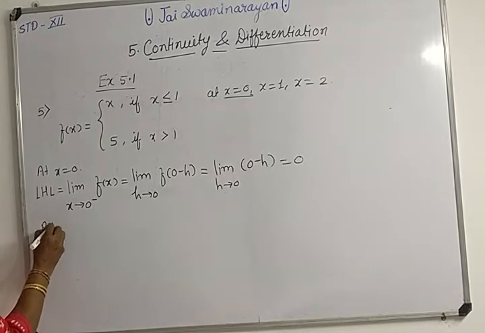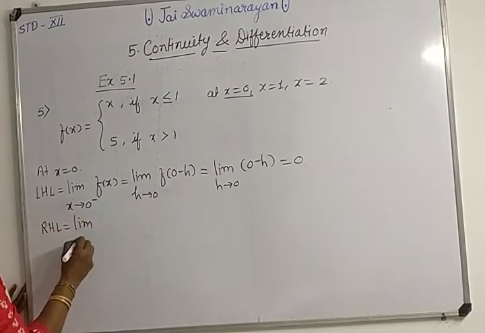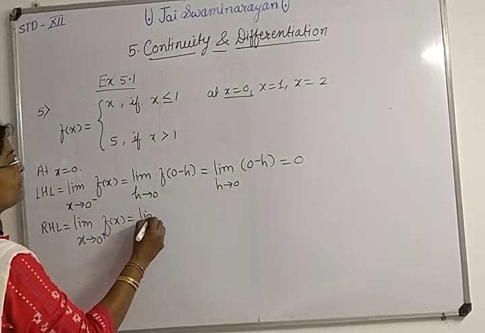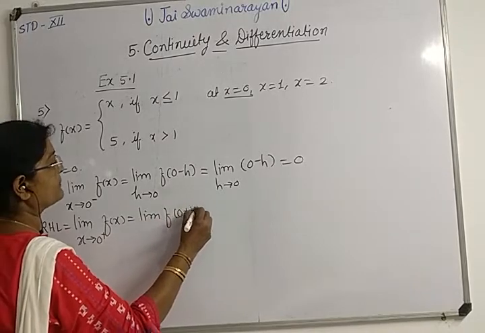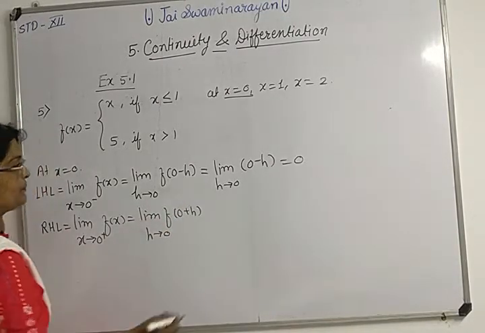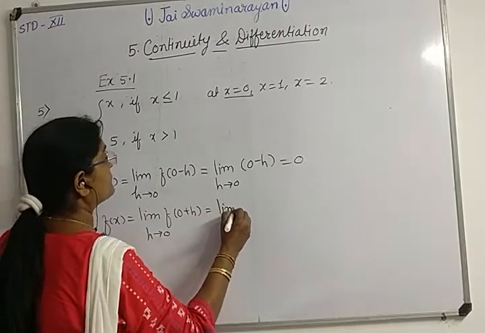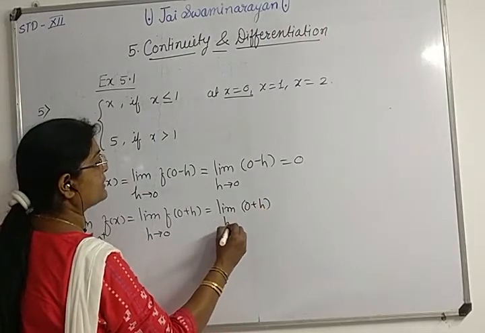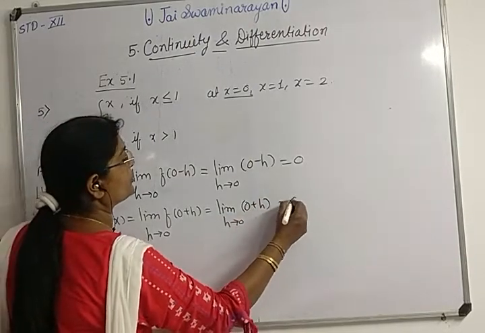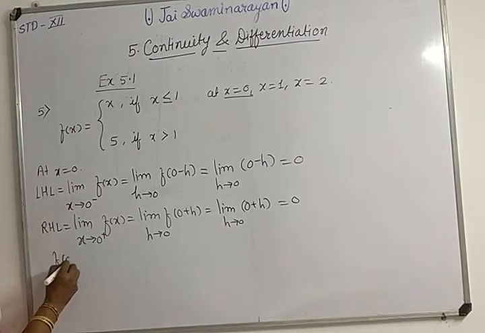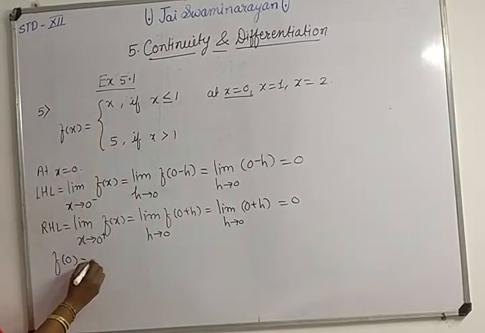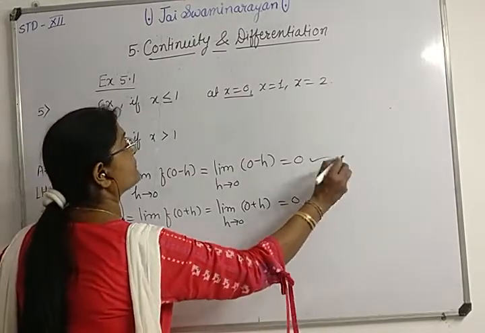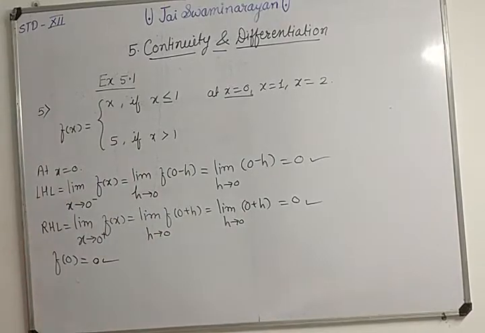Then right hand limit as x tends to 0 positive of f of x equal to limit of f of 0 plus h as h tends to 0. This equals limit, instead of x we will write 0 plus h as h tends to 0. 0 plus 0 will be 0. Then we will find f of 0. f of 0 is x, that is again 0, and therefore all the three functions are equal. So it is continuous at x equal to 0.